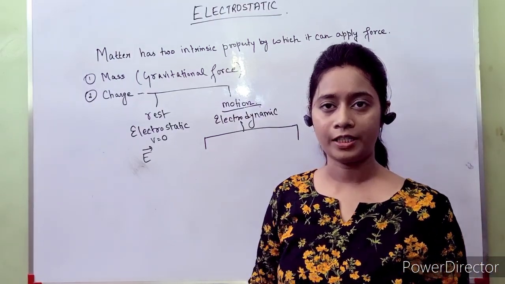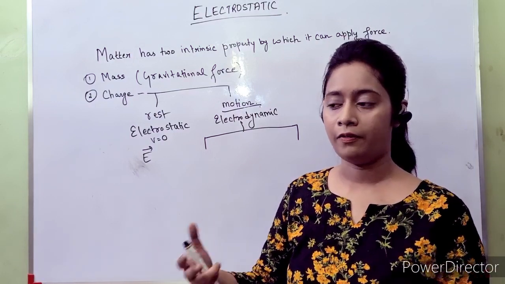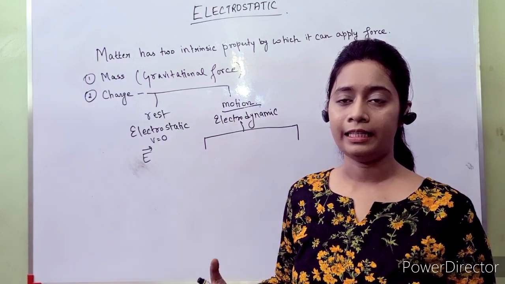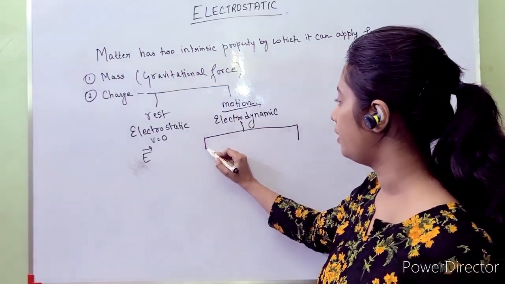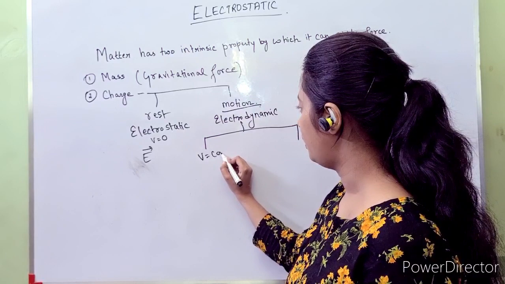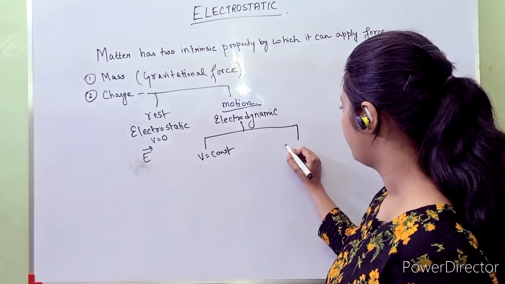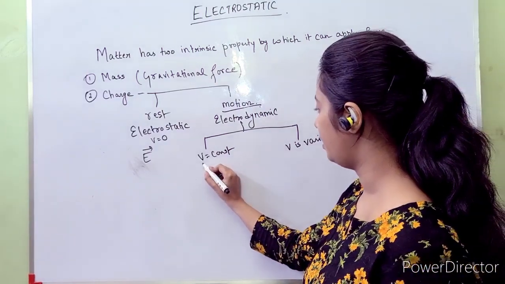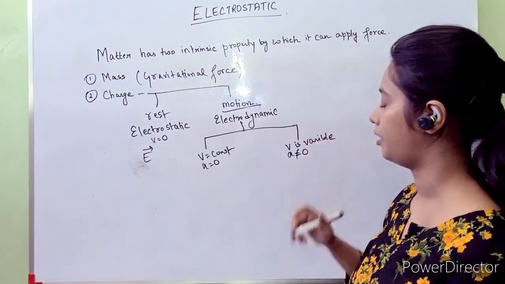Is it moving with constant velocity, or is this charge moving with variable velocity? Variable velocity means accelerated motion. It is changing its speed, either decreasing or increasing. So motion can be further classified into two types: velocity is constant or velocity is variable. Here acceleration is 0, here acceleration is not 0, that means there is some acceleration.